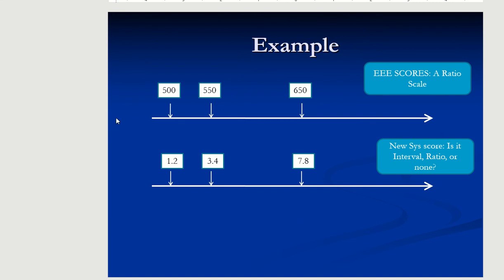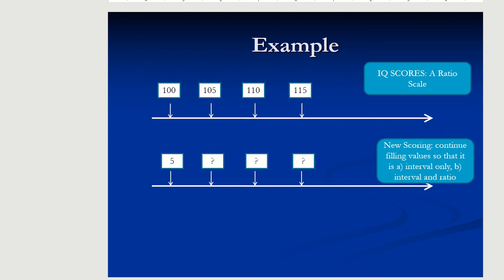Okay, now the key in everything we're doing here is that this 500 was turned into a 1.2. That means the student here is the same student here. Okay, let's look at another example.